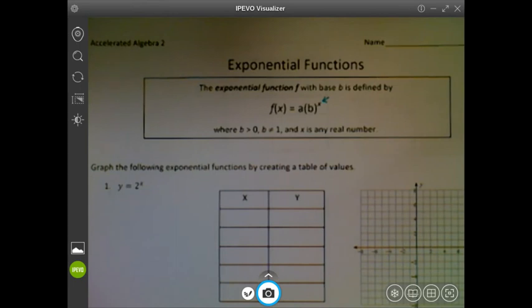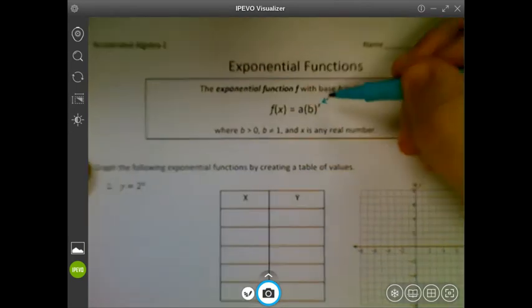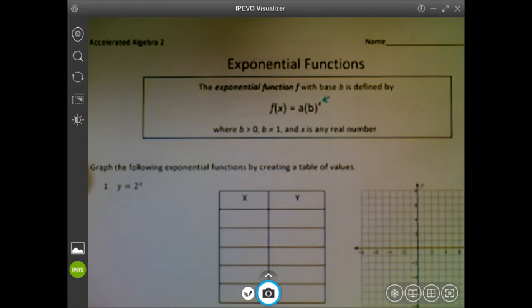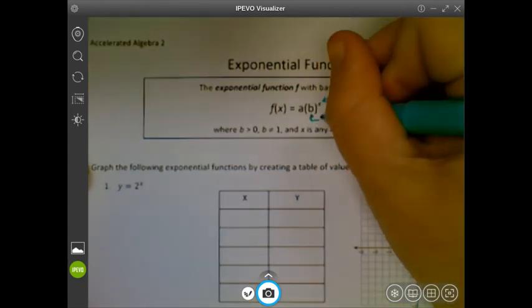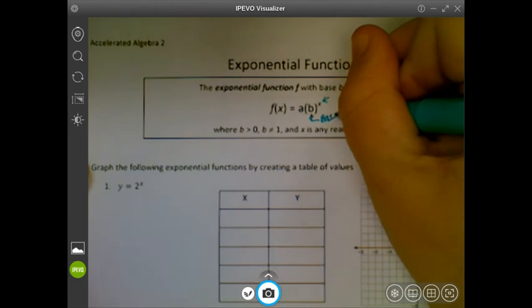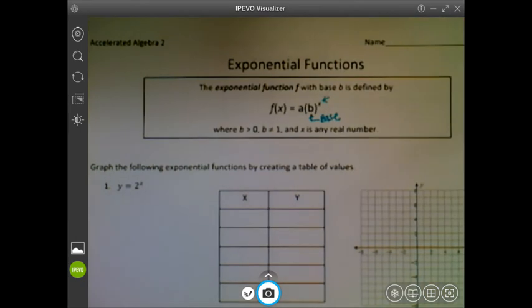We've been working with polynomials and rational functions, which have x's being raised to a power, like 2 or 3 or 4. But in this case, it's an exponential because the x is now in the exponent. Exponentials have a base. This is going to be the base of the exponential. It is what number is being raised to the power.